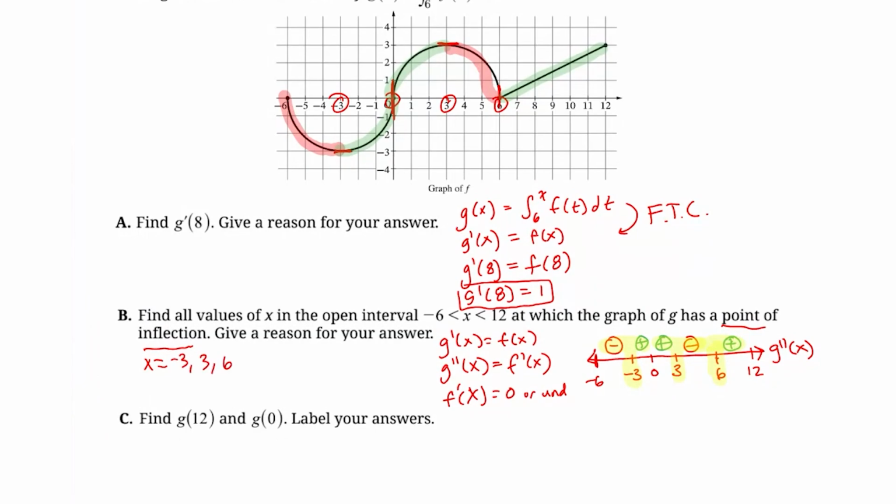And the reason for my answer is because at those x values, g double prime changes sign. We don't really need to cite whether it's going from negative to positive or vice versa, because in both cases we do have a point of inflection. So yeah, there we go.